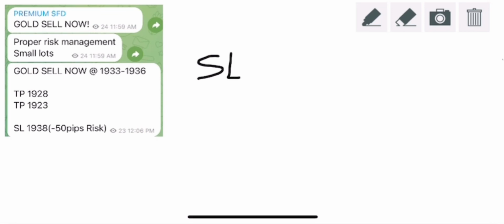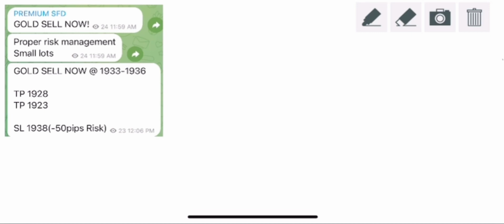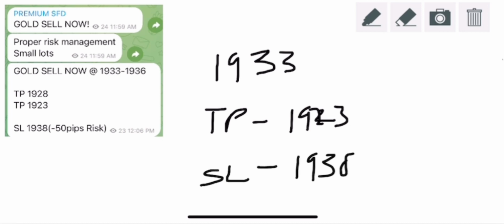Using the image here, you can see that what we have is gold, and it says sell now at the first range of the selling. If you sell now at 1933, we use just this one, leave the second range, then our final take profit is at 1923. That is the second one you can see here. Then our SL is at 1938. The rate told us that is minus 50 pips.